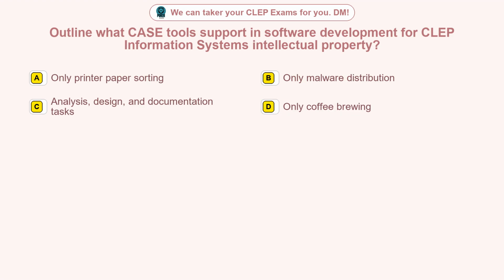Question 72. Outline what case tools support in software development for CLEP Information Systems intellectual property. Option A. Only printer paper sorting. Option B. Only malware distribution. Option C. Analysis, design, and documentation tasks. Option D. Only coffee brewing. The correct answer is option C. Analysis, design, and documentation tasks.